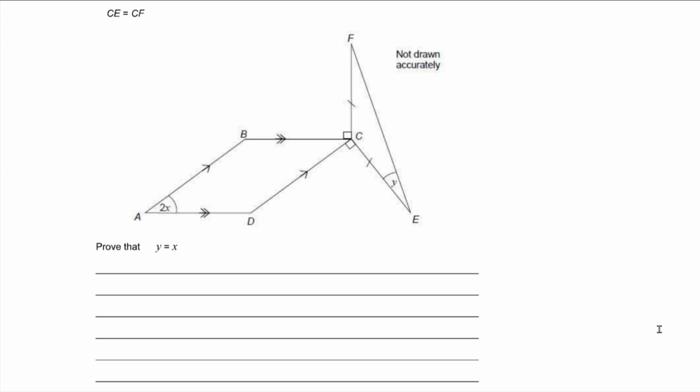Prove that y is equal to x. Well, I know that opposite angles in a parallelogram are equal, so that one there must be 2x as well. And I've got 90 and 90 there, so I should be able to work out that angle at C then, shouldn't I?